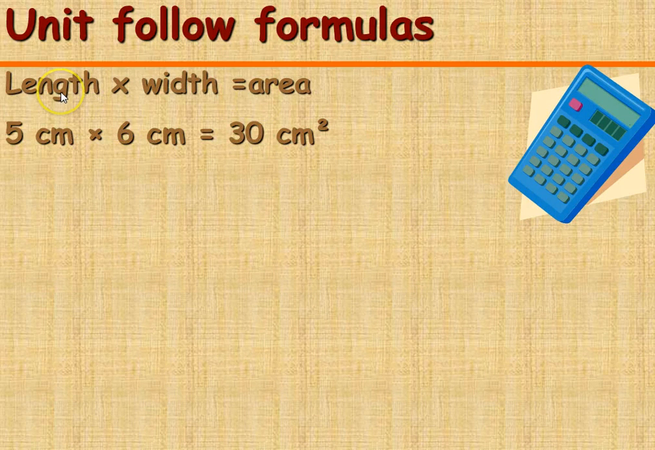If you have a formula for area, length times width equals area, obviously you multiply a length of 5 centimeters times a width of 6 centimeters. 5 times 6 gives you 30. But don't forget to also multiply the units. So centimeters times centimeters will give you centimeters squared. And those are the appropriate units for area.